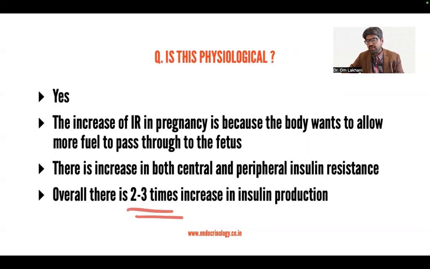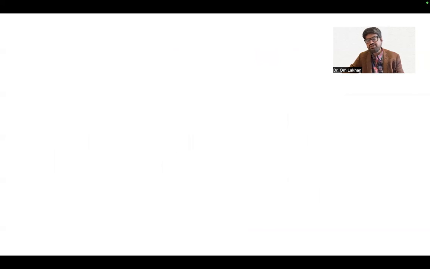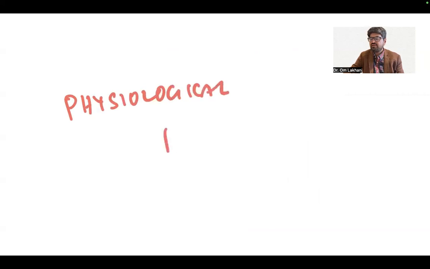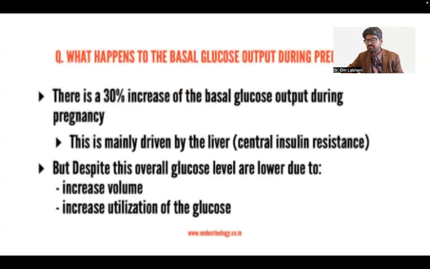So once again, in pregnancy, there is a physiological increase in insulin resistance. But in the normal situation, in normal women, this is compensated by an increase in insulin production by the beta cells. But in women with poor beta cell reserve, if this insulin production does not match the insulin resistance, these women go on to develop gestational diabetes.